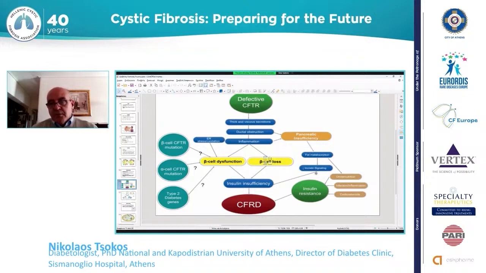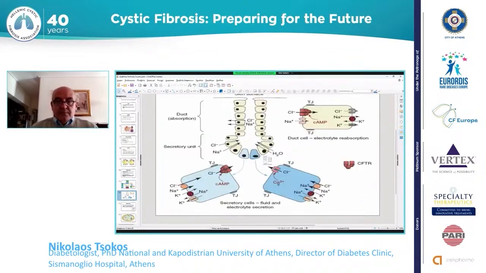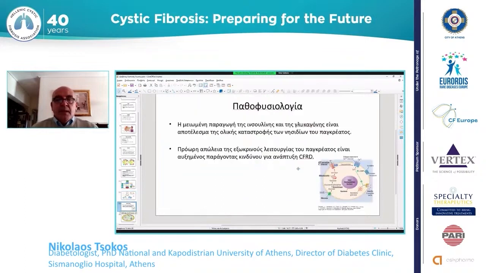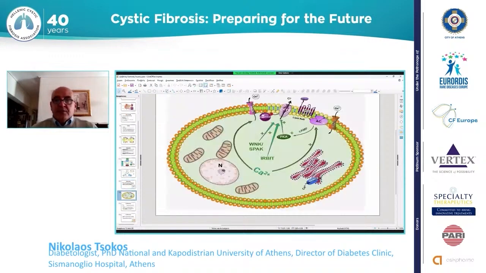Through pancreatic insufficiency, we have a malabsorption of fat, significant incretin signaling reduction, and insulin resistance. All this schematically is here. Now, the reduced production of insulin and glucagon is a result of the destruction of the pancreatic islets. And this is an increased risk for CFRD. Another scheme presenting the chloride channels.